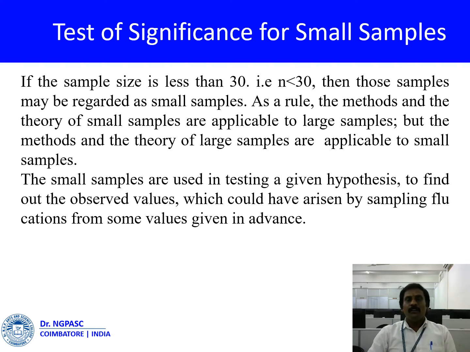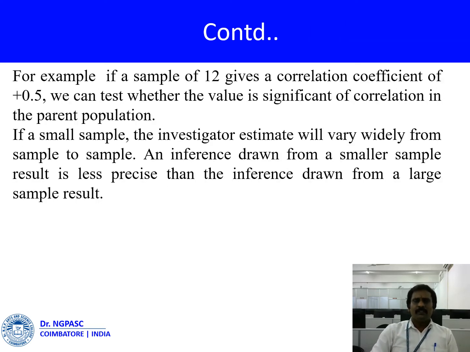As a rule, the methods and theory of the large samples are not applicable to small samples. Therefore, small samples are used in testing a given hypothesis to find out whether the observed values could have arisen by sampling fluctuations from some values given in advance. For example, if a sample of 12 gives a correlation coefficient of 0.5, we can test whether the value is significant for correlation in the parent population.